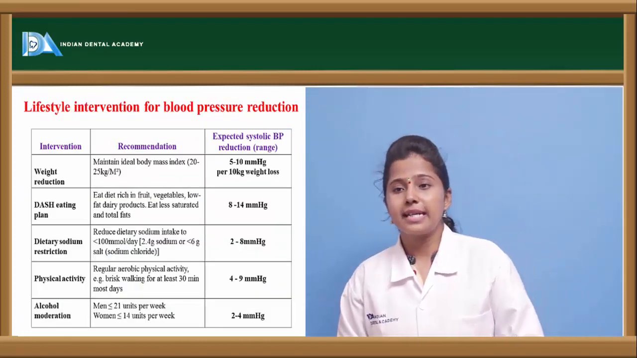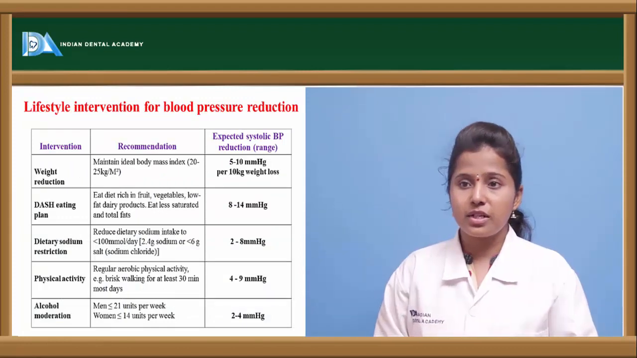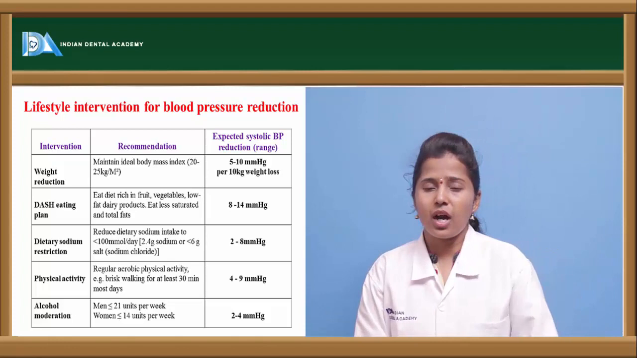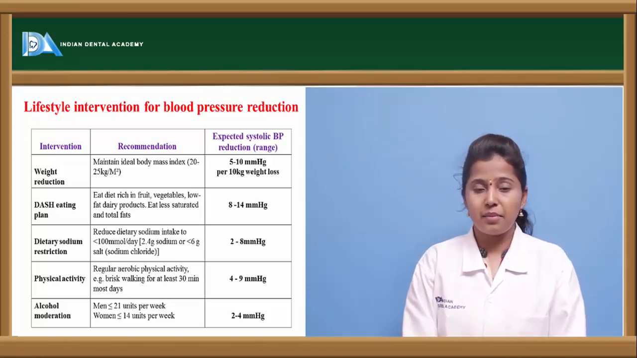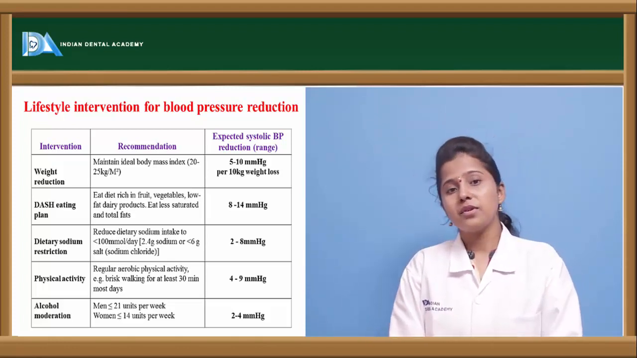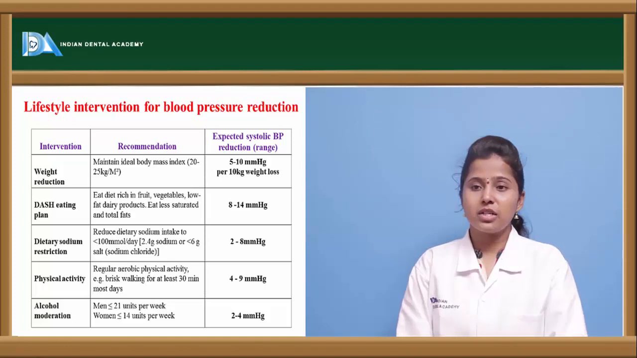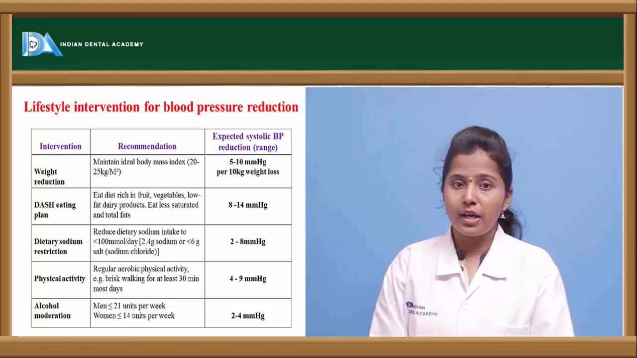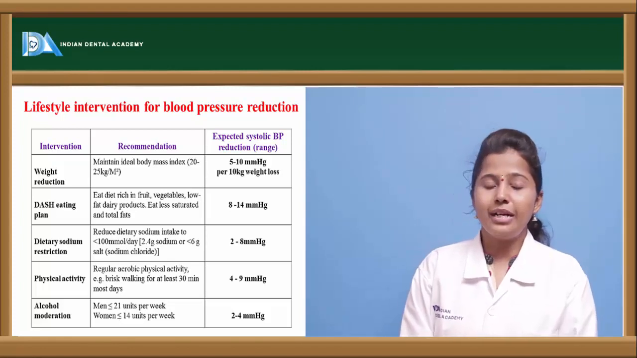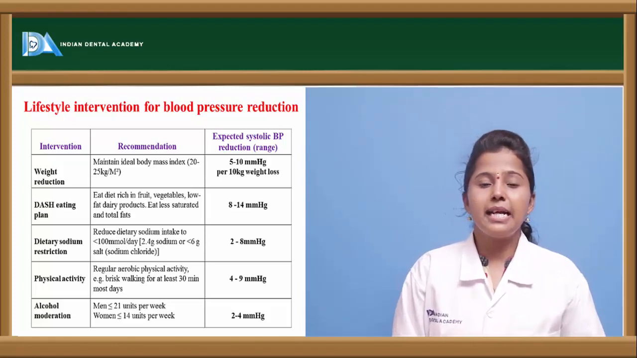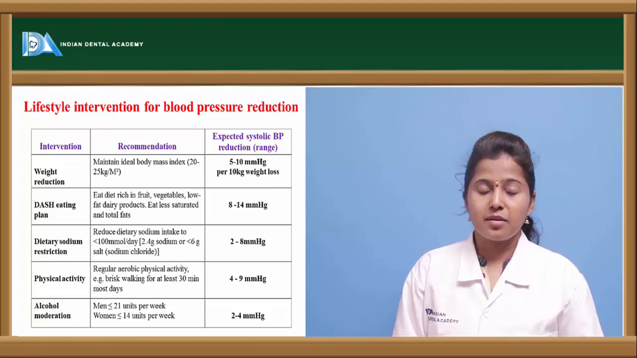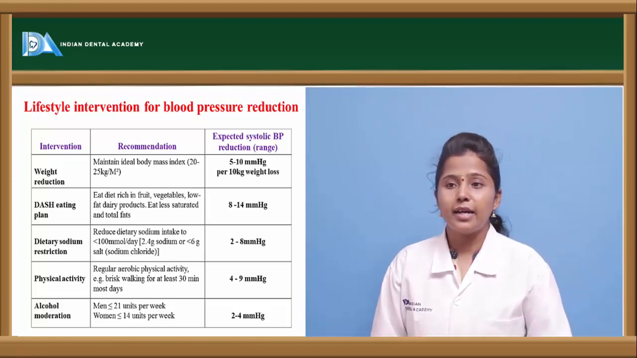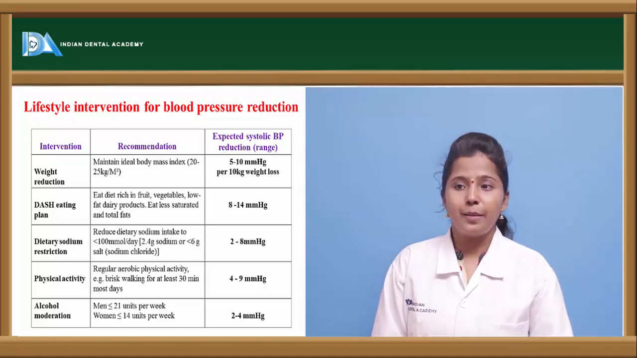Before going to the exact classification and pharmacology of these drugs, let us see lifestyle intervention for blood pressure reduction. How the lifestyle should be if a person is prone to hypertension. First parameter to be taken care of is weight reduction, that is, maintain ideal body mass index. The body weight should be maintained according to our height. So body mass index should be maintained.